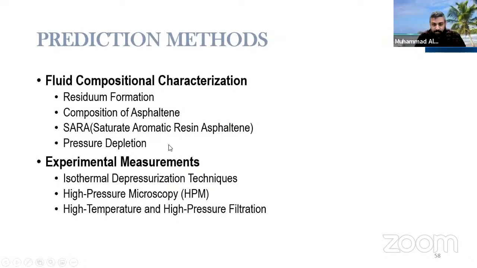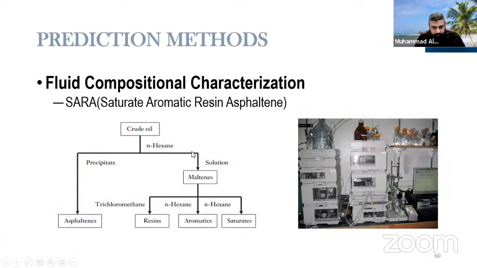When we are talking about an effective strategy, we must know whether the oil has asphaltene, how much it has, and whether it has a tendency to destabilize or not. So we usually do it by looking at the composition of asphaltene, and we do the SARA analysis. And later on, we go for the pressure depletion experiment. I'll talk about them after that.